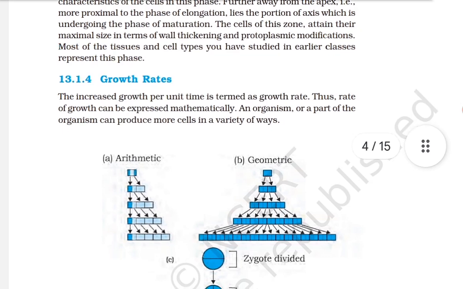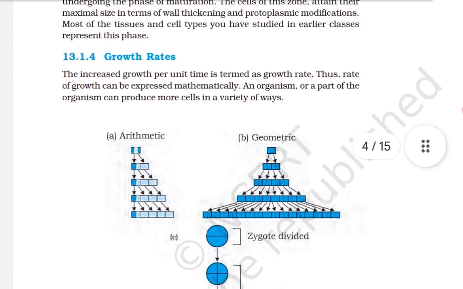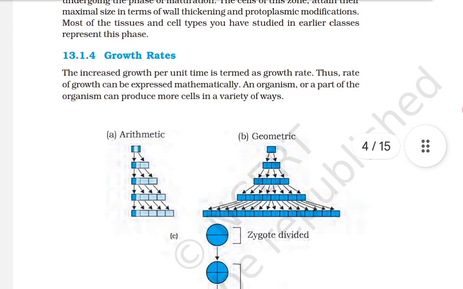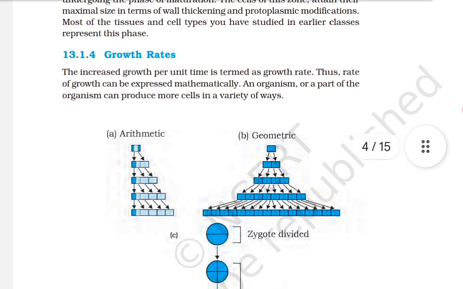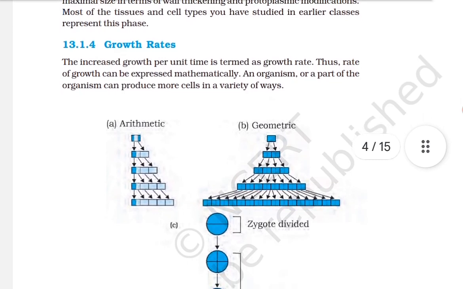Next is phases of growth. The period of growth is generally divided into 3 phases, namely meristematic, elongation and maturation. Let us understand this by looking at the root tips. The constantly dividing cells, both at the root apex and the shoot apex, represent the meristematic phase of growth.